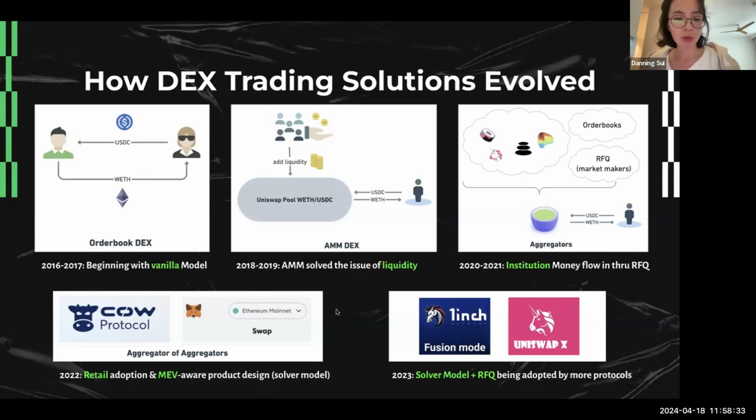The next movement that came up after that was that multiple aggregators had appeared. And people were like, by aggregation theory, aggregating the aggregators would probably give a better price than the aggregators. That's why we came up with the meta aggregator. MetaMask Swap, which is basically within the MetaMask wallet, is an example. They're calling multiple APIs from aggregators.